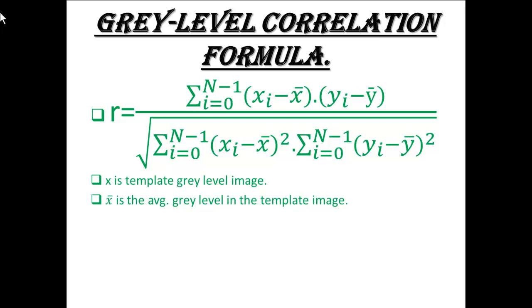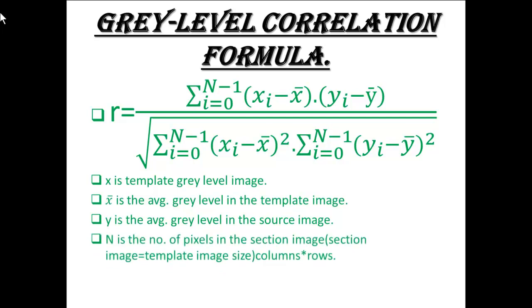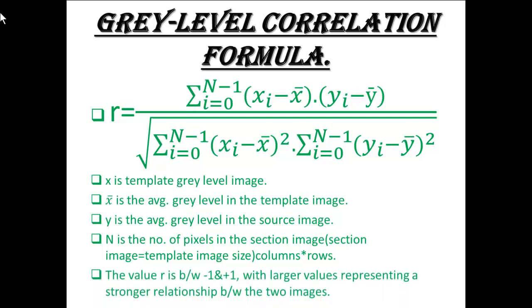X is a template gray level image. X bar is the average gray level in the template image. Y bar is the average gray level in the source image. N is the number of pixels in the section image. Section image equals template image size, columns into rows. The value R is between -1 and 1, with larger values representing a stronger relationship between the two images.